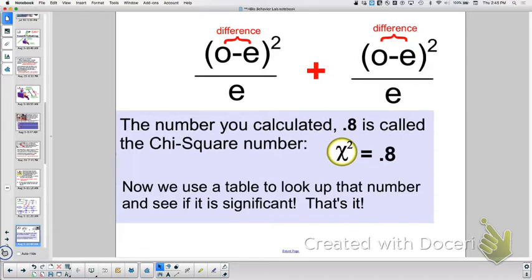And if I have a number that's so much bigger, when I divide that by 10, it would be 6.4, right? So the more I'm off from what I expected, the bigger my chi-square value is, right? Because I'm taking how much I'm off, squaring it, and putting it over what I expected. 0.8 is not a very big number, is it? So I probably was not off that much. So let's go look at this table, okay?